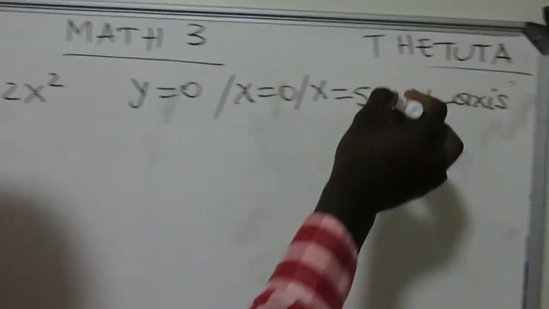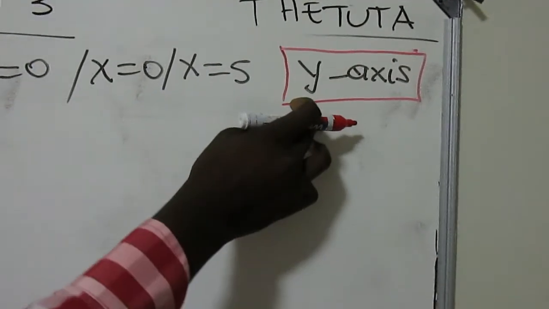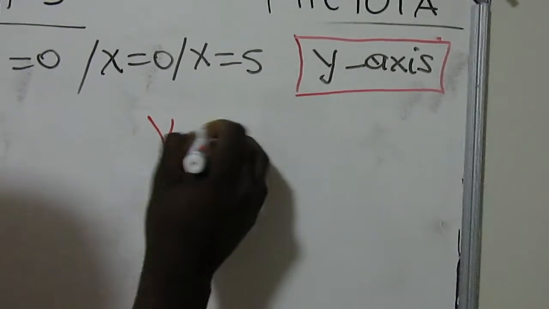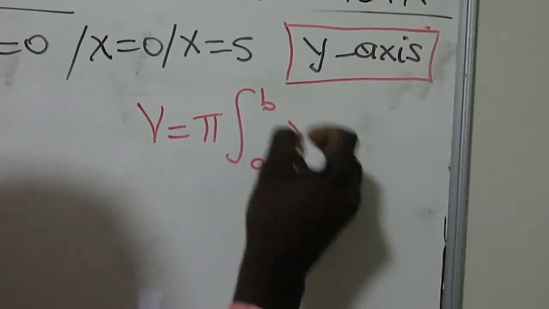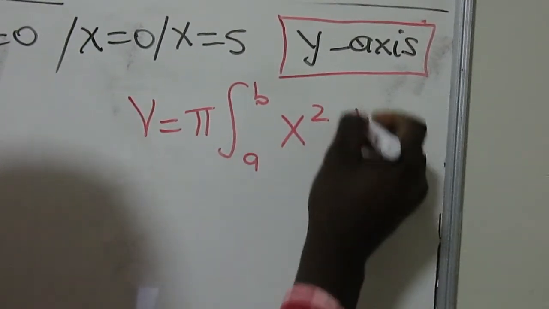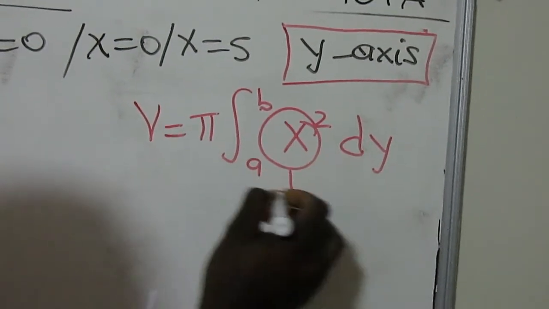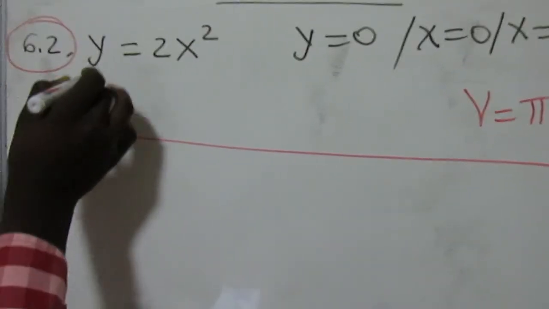And then we're going to have a look at exercise 6.2 under the tutorial. And as I said, it's all about looking at the axis, and in this case it's the y-axis. From our formula, we know that it's going to be pi, with b and a as our limits, and then you have x squared dy. What will be our function x? You come here, you check, it's a y function, then you need to change it to x.